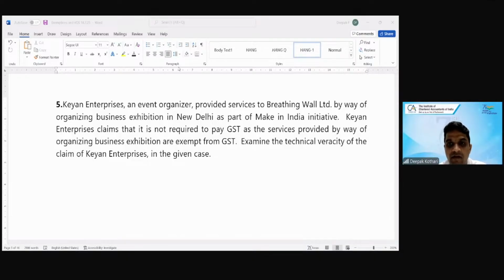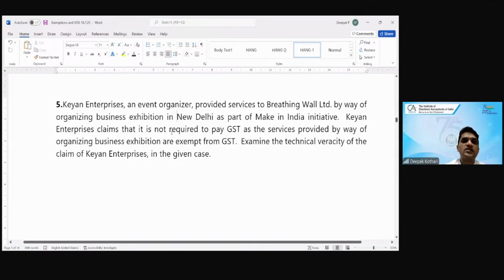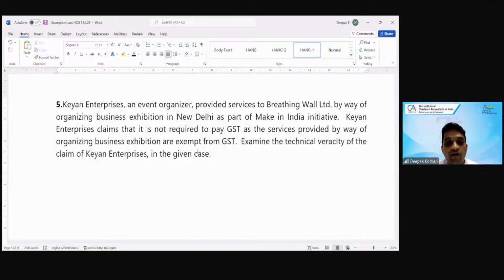Understood. Nice. Keenan Enterprises, an event organizer, provided services to Breathing Wall Limited by way of organizing a business exhibition in New Delhi as part of the Make in India initiative. Keenan Enterprises claims that it is not required to pay GST as the service provided by way of organizing business exhibitions is exempt from GST. Examine the technical veracity of the claim of Keenan Enterprises in the given case.